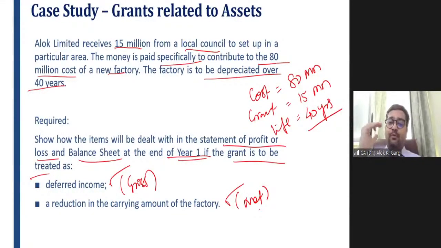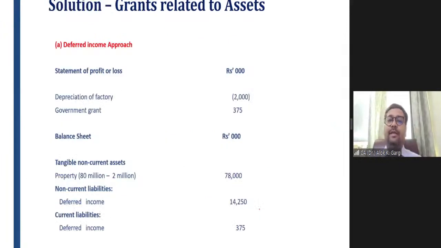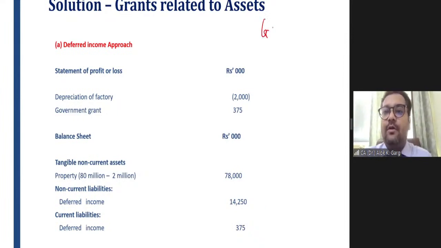Going by the gross approach, the grant has to be shown as 15 million. The asset has to be shown at 80 million. Am I right? The grant has to be shown at 15 million. The asset has to be shown at 80 million. So in this case, gross approach.